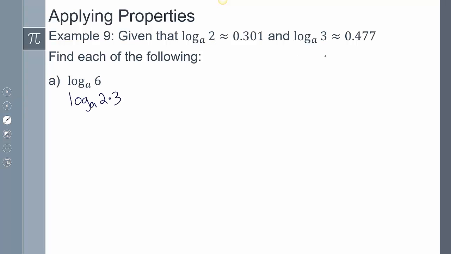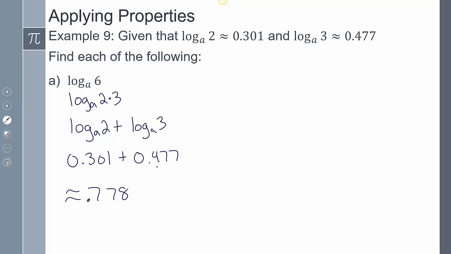In this case, I know that 6 breaks down into 2 times 3. I can write it as a product. So I can now write this as log base a of 2 plus log base a of 3. Well, log base a of 2 is this value, so I can plug it in. Log base a of 3 is this value, so I can plug it in. Now adding them together, I get 0.778.